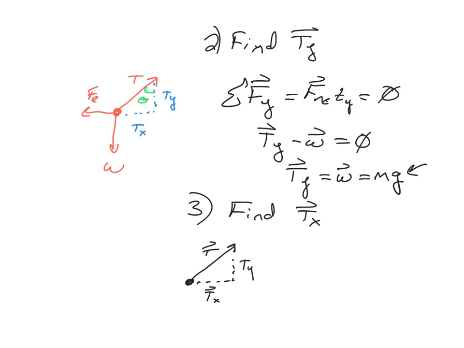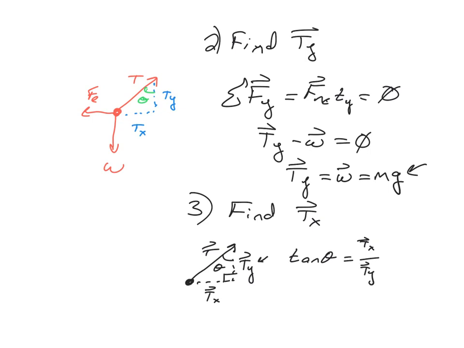I have Ty, and this is, of course, a right triangle. So if I have Ty, because Ty is mass times gravity, I have this angle, and with that, I can get Tx. I have opposite and adjacent, so I'm going to use tangent. So tangent of theta equals opposite, Tx, over adjacent, Ty. So I have just Tx over Ty.